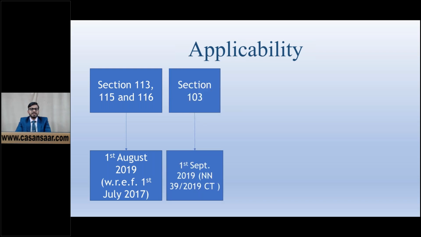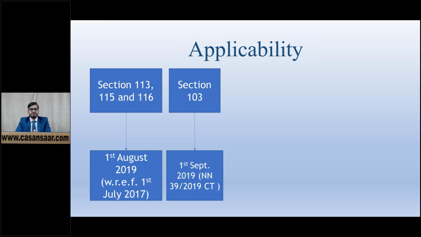Now, next is section 103, which came into force on 1st September by notification number 39/2019. This provision is related to refund, and it basically provided for single refund disbursement authority under GST.